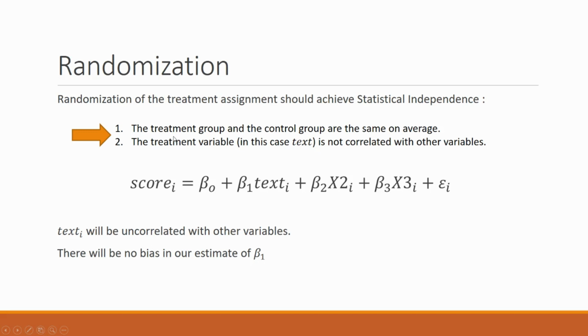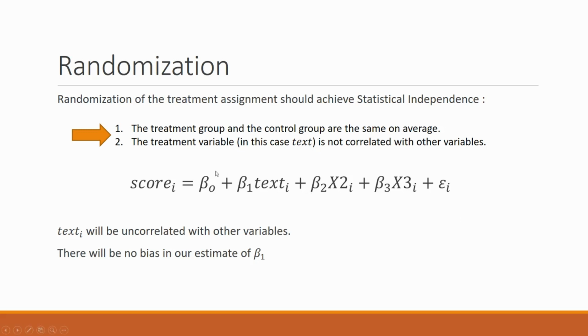What does that mean? That means that the treatment group and the control group are the same on average. When I say that, I mean the group of students that own a textbook is on average the same as the group of students that did not receive the textbook. All right, so those two groups of people, the 250 students that got it and the 250 students that didn't, are the same on average.